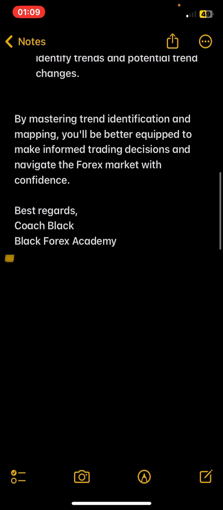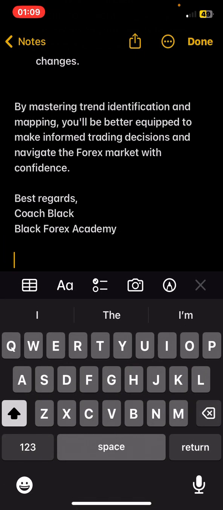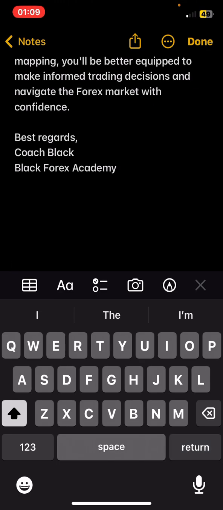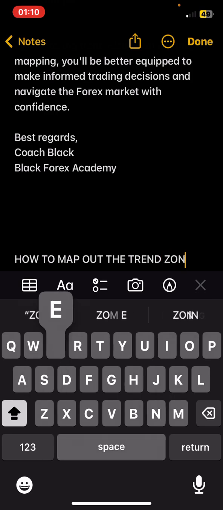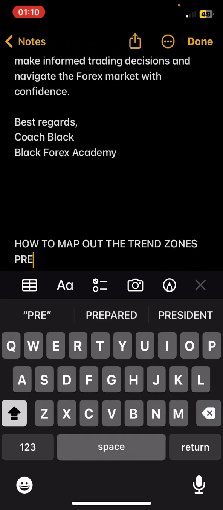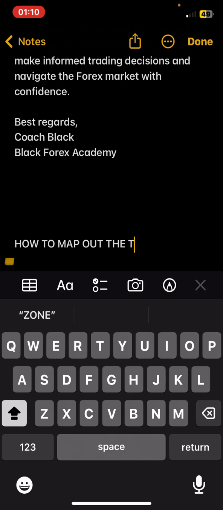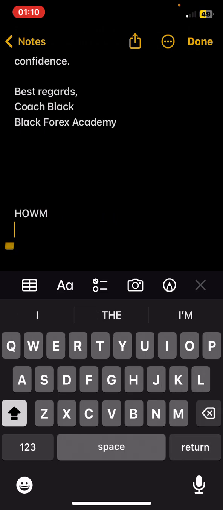So now let's dive into it quickly. The topic is how to map out the trend zones professionally. I think I have to stop there.